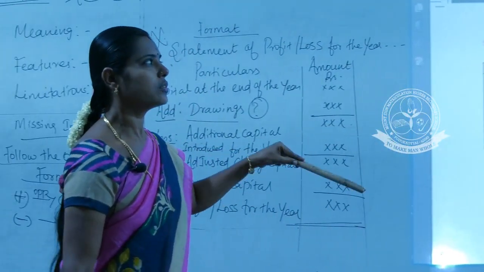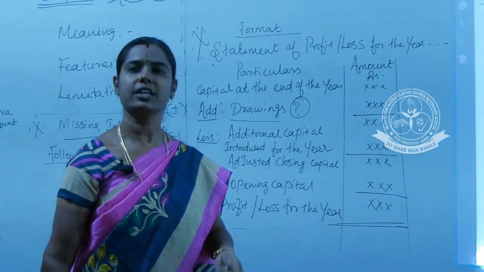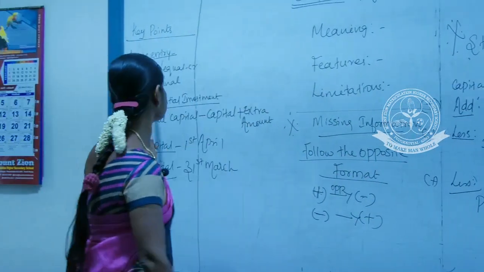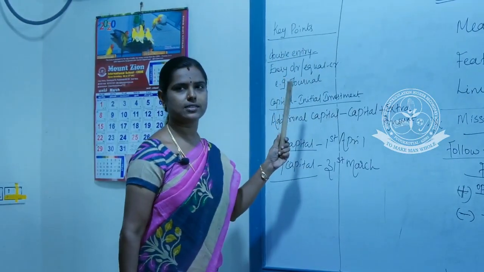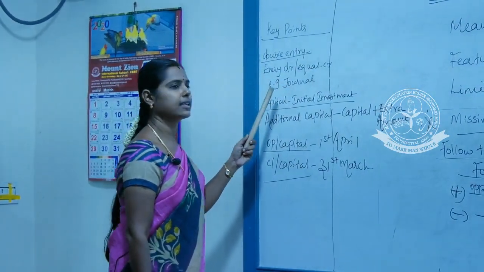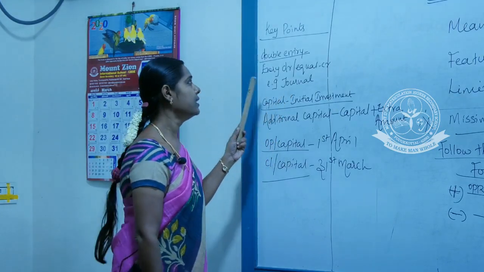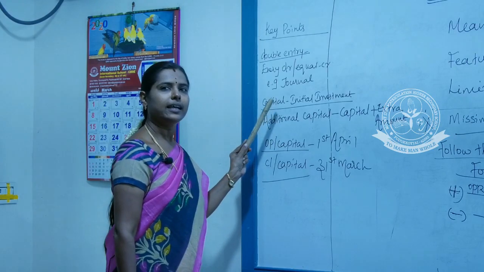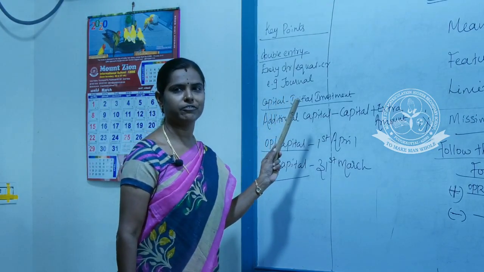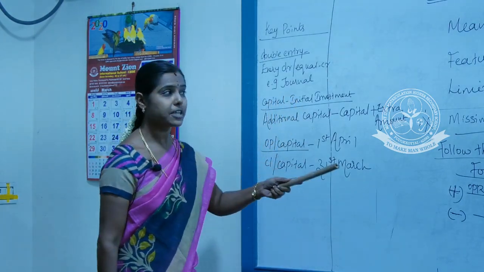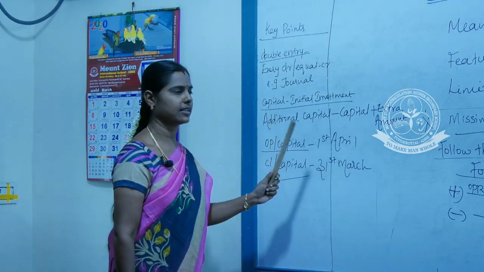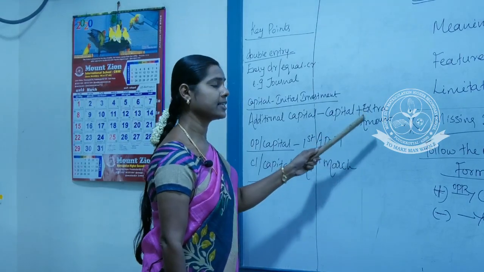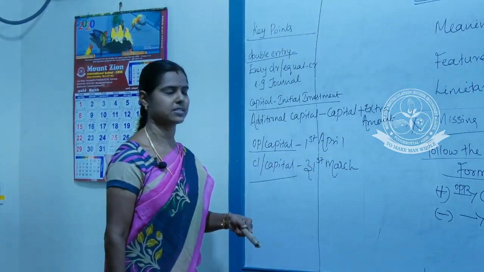Before finishing, I will go over some key points we have learned in today's lesson. The double entry system, whose best example is the journal, means that for every debit there is an equal credit. Capital, as you know, is the initial investment of the business. In this chapter we have learned about additional capital. Additional capital refers to the extra amount introduced during the business over the initial capital.